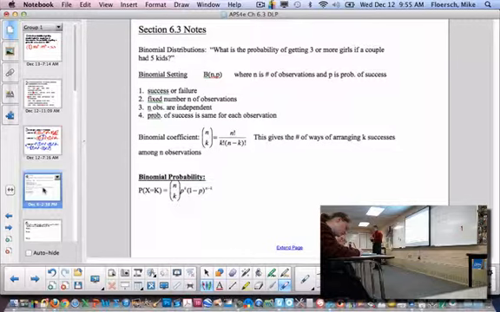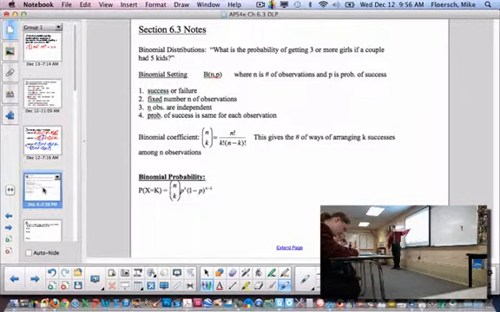To do that, you got to write out the 4 things, and this is what I'll be looking for. Success, let's go back to the Spanish quiz. Success or failure on each question. Was there success or failure? Yes. You got it or you didn't. You got it wrong or you got it right. Was there a fixed number of observations? How many questions did you have on the quiz? 5, so there was a set number.